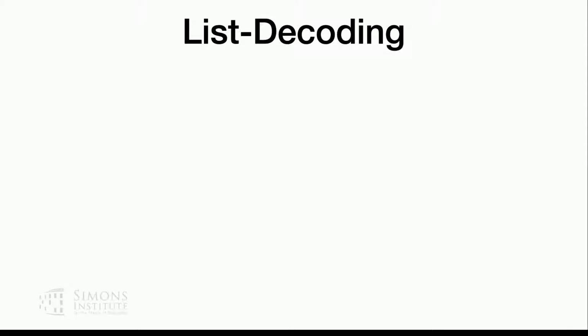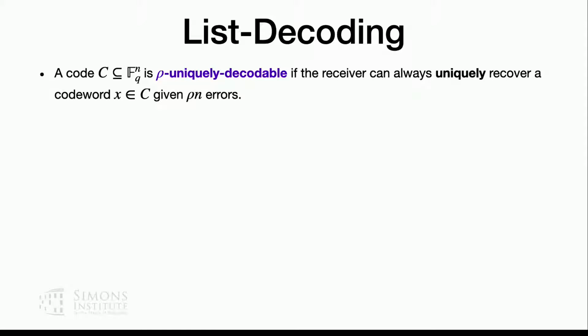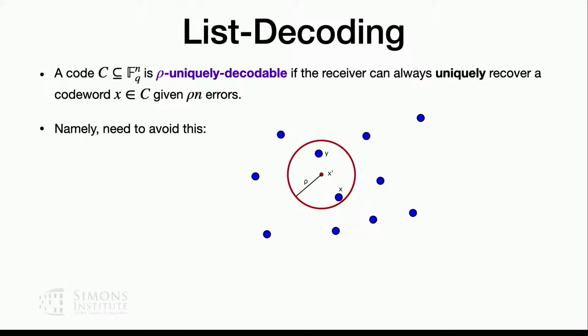Okay, so let's define the basic combinatorial notions that we care about. So we know what list decoding is; I'll just say it quickly. For unique decoding, we say that the code is rho-unique decodable if, given rho n errors, the receiver can always uniquely recover a codeword. So in other words, if our code is in F_q^n, we need to avoid having a ball in F_q^n, of radius rho, that contains 2 or more codewords.